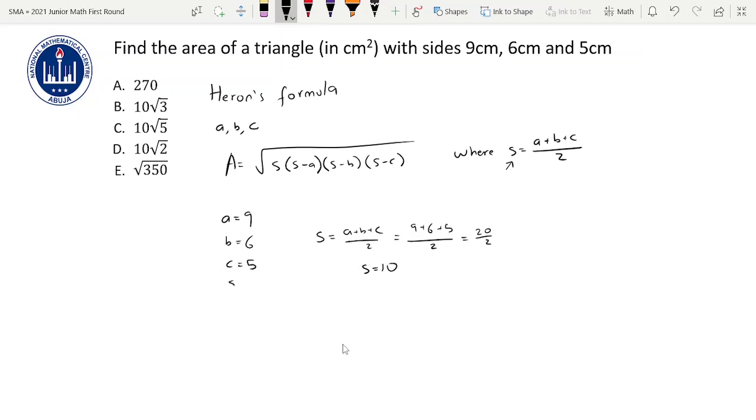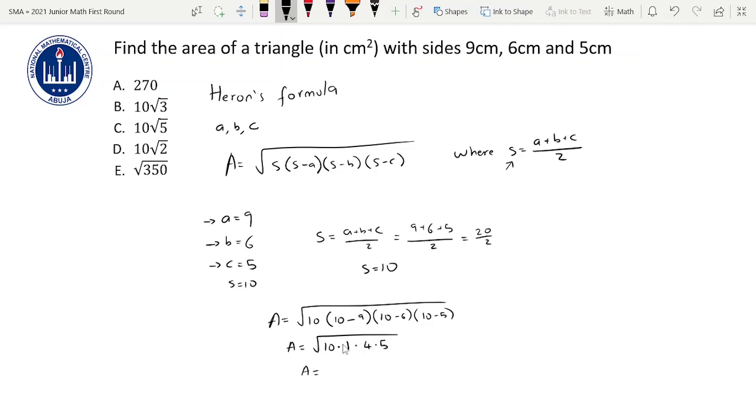Since the semi-perimeter is 10, the area of this triangle is the square root of 10 times the semi-perimeter minus the first side. A is 9, so that's 10 minus 9. B is 6, so we have 10 minus 6. And C is 5, so we have 10 minus 5. So the area is the square root of 10 times (10 minus 9, which is 1) times (10 minus 6, which is 4) times (10 minus 5, which is 5).